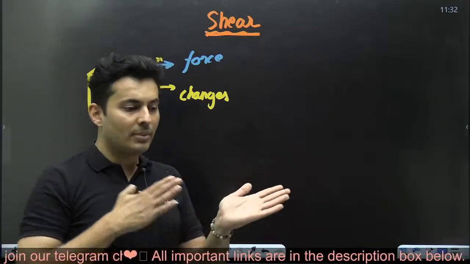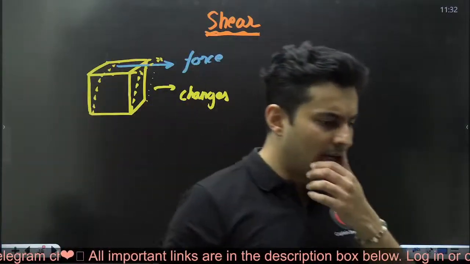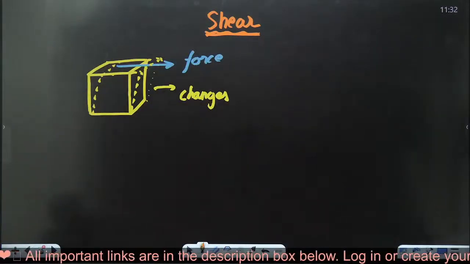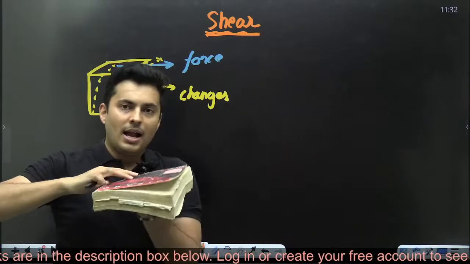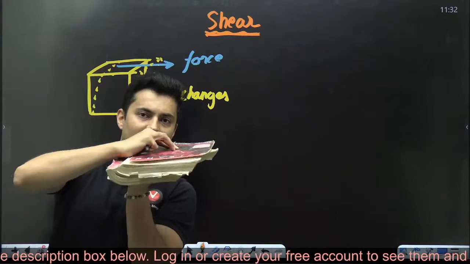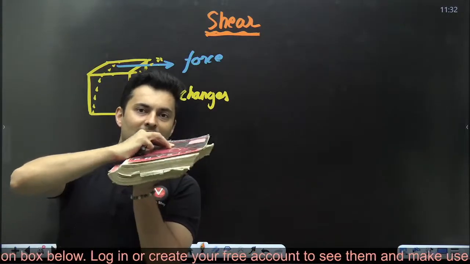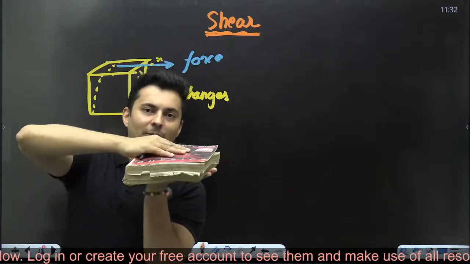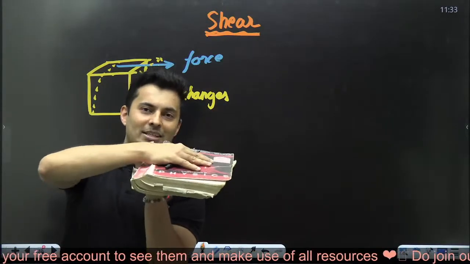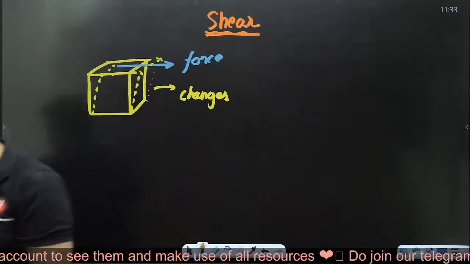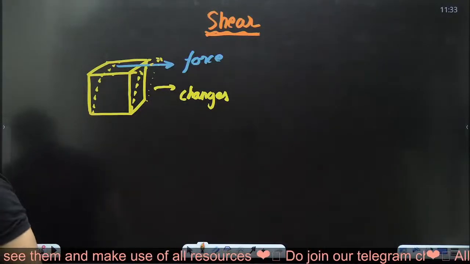You can take examples of many things. For example, I take this particular book. I move this book like this. You will see that is shear deformation. I am applying the force like this, and you can see all the pages are moving parallel to each other, and the whole object has bent.